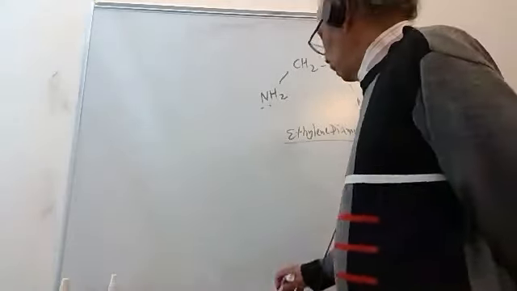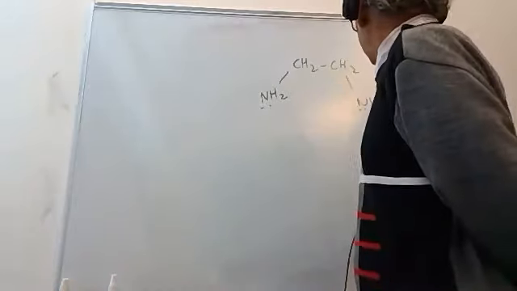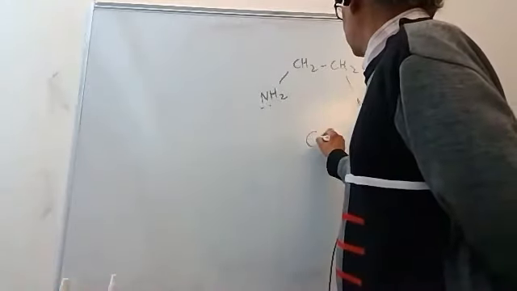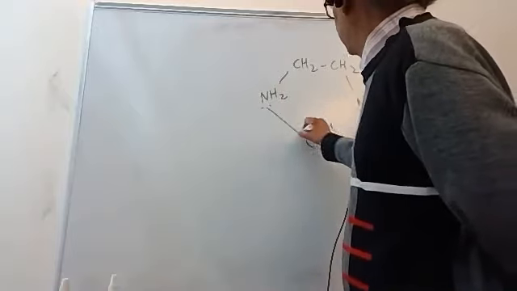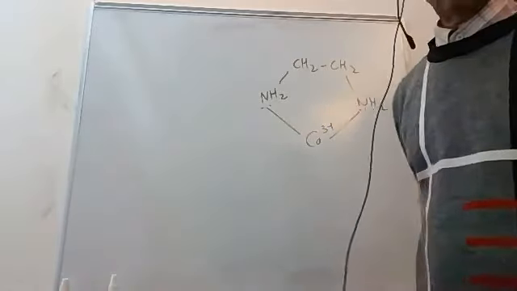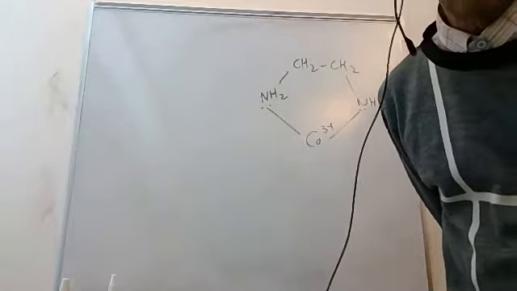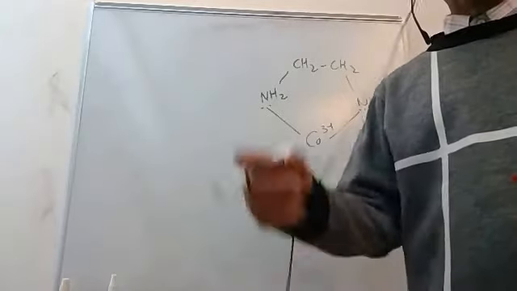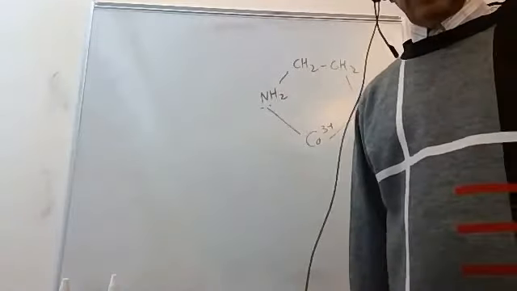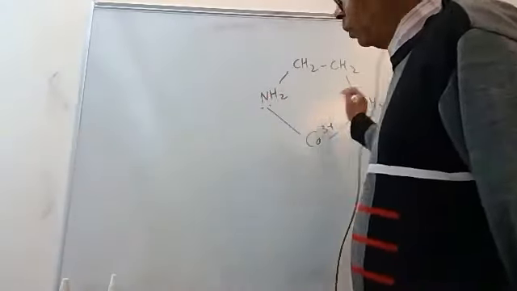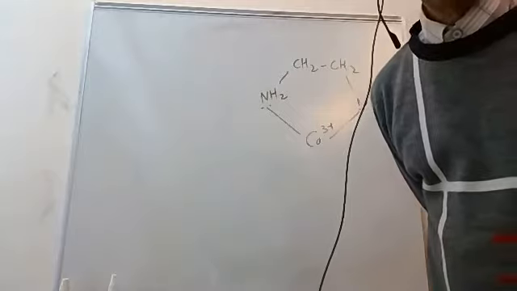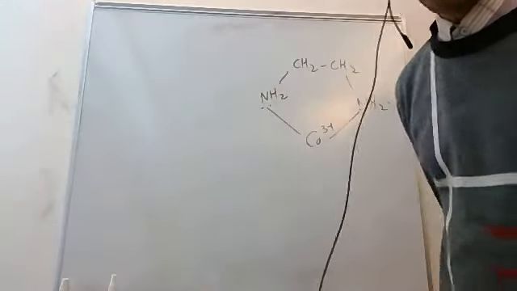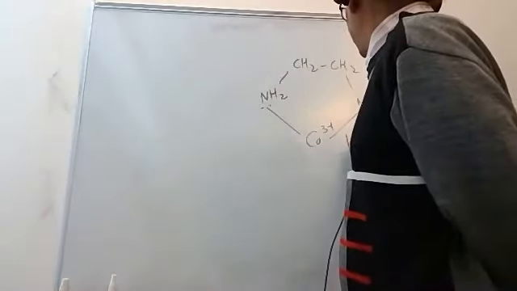All right. Now, what ethylene diamine does is, when you have a metal like cobalt 3+, it can use both the nitrogens within the molecule and claw the complex. So these are like the teeth. In this molecule it has 2 teeth. So we say it's a bidentate.